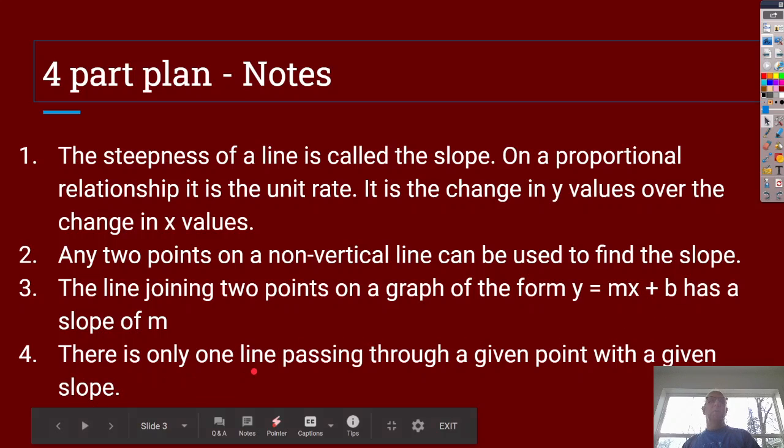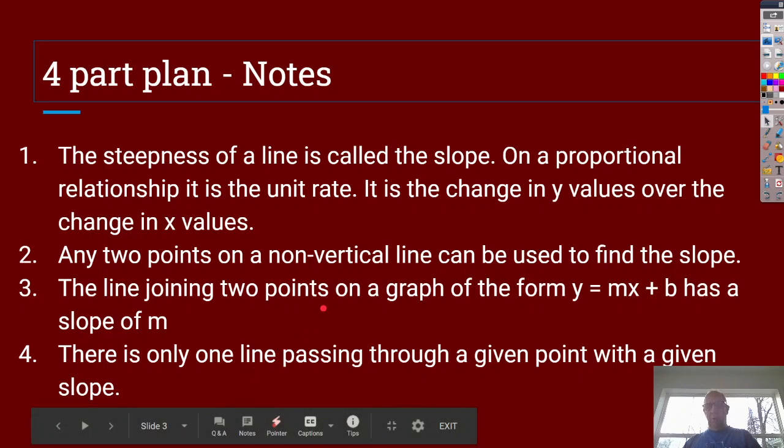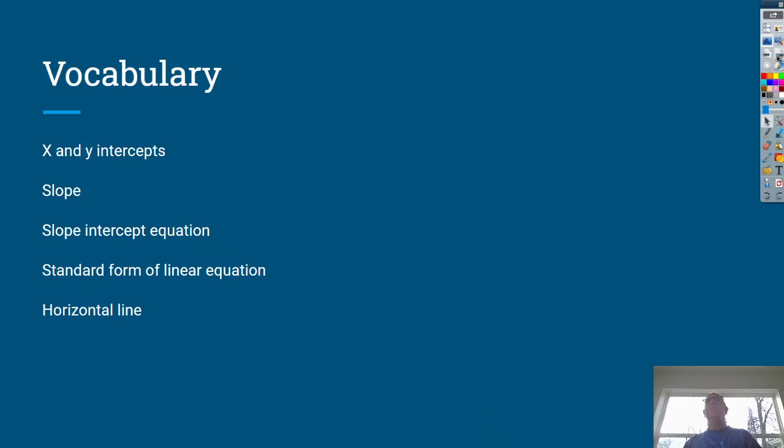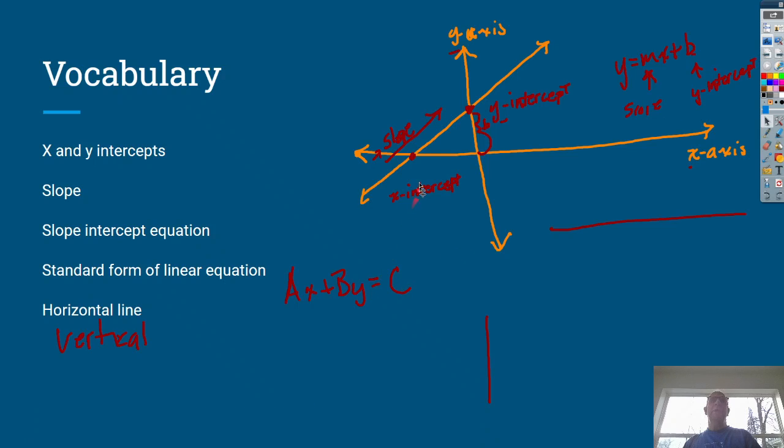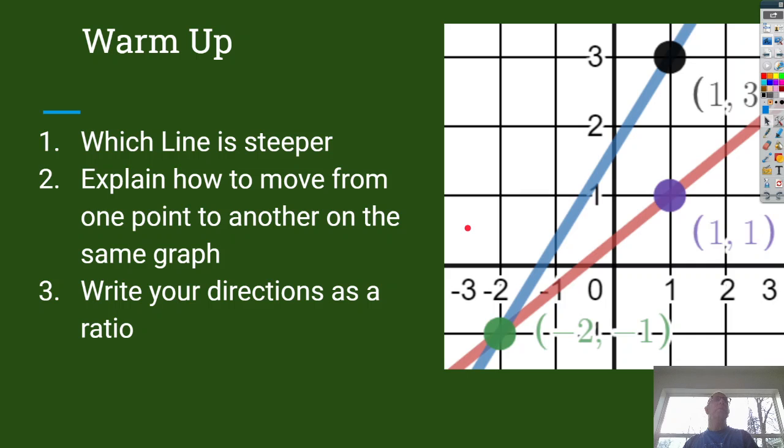And then there is only one line that passes through a given point with a given slope. So when I have a point here and a point there, there's only one line that can connect them. I can't have 2 different lines, and that line has a specific slope. That's all that's saying. So let's move forward, and we're going to talk about that in the next lesson.